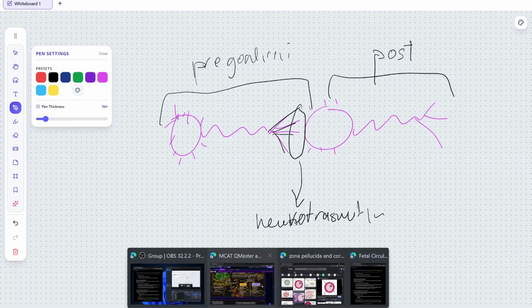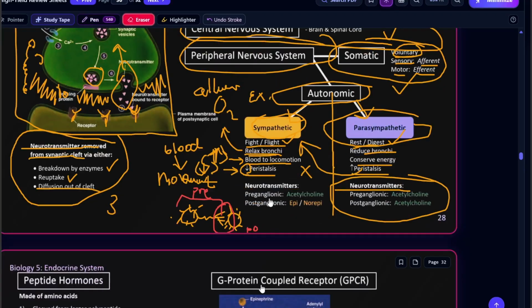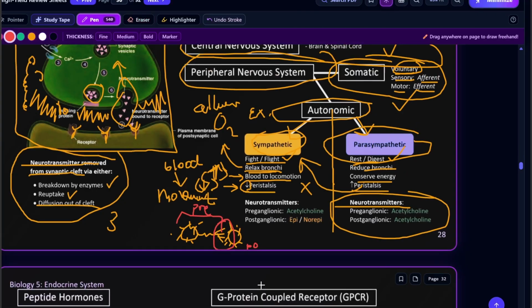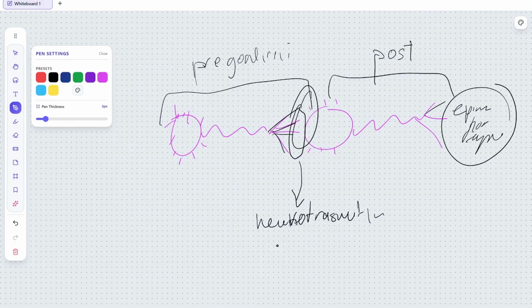And so if you look at this one here, as you can see, it says neurotransmitters in the sympathetic system will release acetylcholine, and then their postganglionic, epinephrine and norepinephrine. So postganglionic, epinephrine and norepinephrine on this side, and the neurotransmitter released here would be acetylcholine. And you have to memorize this stuff.